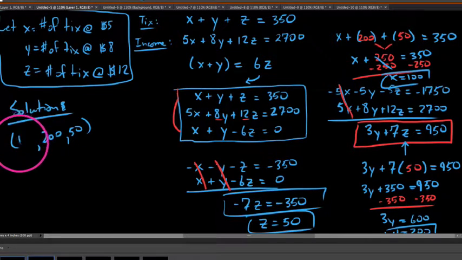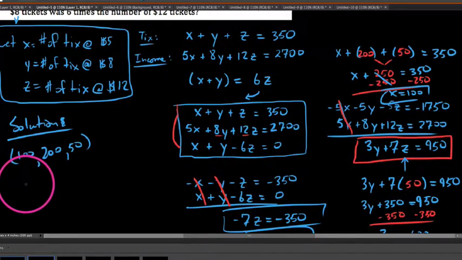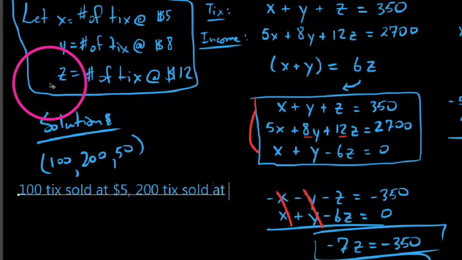And so we're going to fill this in here. Now, when all is said and done, you could plug this back into all of your equations to check that it works, but we want to interpret this. Because my handwriting is so poor, I'm very sorry, I'm going to type this here. When we look at x, y, and z, this is a number of tickets. We sold 100 at $5, 200 at $8, and 50 at $12. We would say 100 tickets sold at $5, 200 tickets sold at $8, and 50 tickets sold at $12.